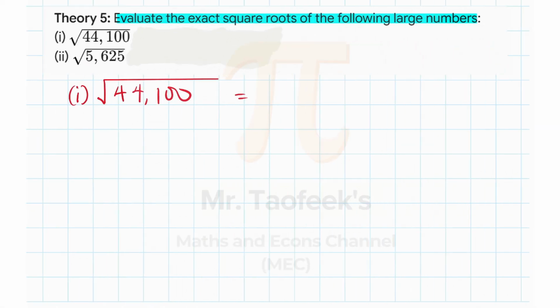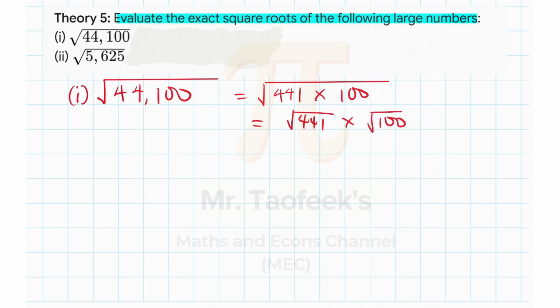44,100. Now, like I said earlier, you just think about breaking it into 2 parts, whereby one is going to be 100 and the other one is going to be 441. So 441 times 100 is the same thing as 44,100. All you have to do now is find the square root of 441 times the square root of 100. Everybody knows the square root of 100 is 10, right?